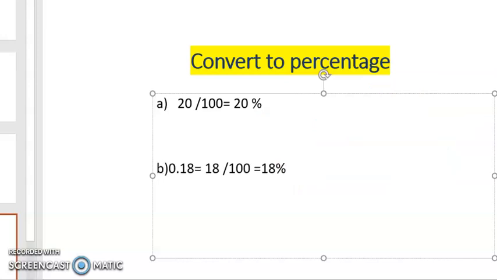Now let's look at 0.18. 0.18 can be written as 18 by 100. Do you agree? So how do you do that? Shift the decimal point 2 spaces. So the denominator is 100. So 18 by 100. As we already know, if the denominator is 100, whatever the numerator is, is the answer. So 18 is the answer, 18%. So 0.18 is nothing but 18%.